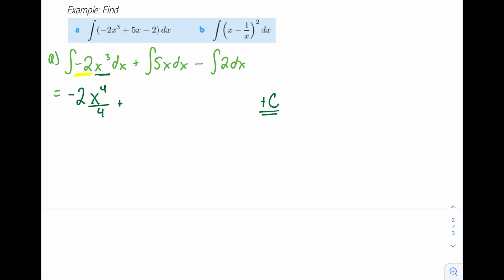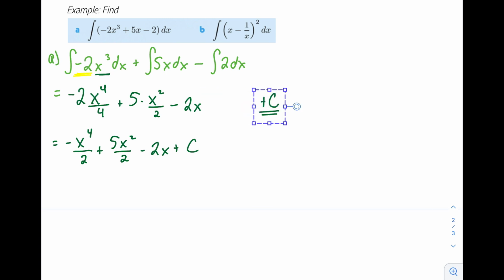Then I have the integral of 5x. So it's going to be 5 times the integral of x, which is x squared over 2. And then I'm going to have the integral of 2, which is just 2x. So if I simplify this a little bit, I'm going to have negative x to the power of 4 divided by 2 plus 5x squared divided by 2 minus 2x, and then plus c here. And that is for our first part, A.